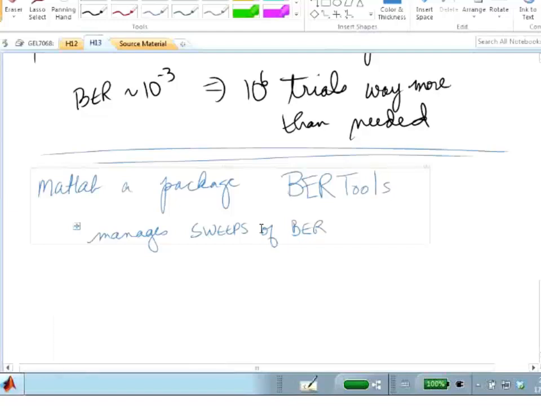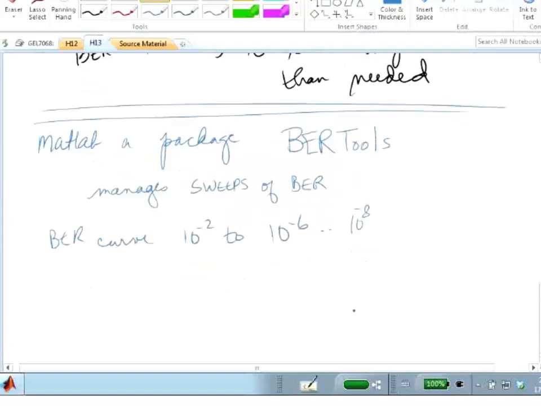And there'll be some regions where your BER curve could typically span from 10 to the minus 2 to 10 to the minus 6. This would be a typical span for a bit error rate. Or maybe you want to have a good computer and you want to go 10 to the minus 8 or something. But anyway, you're going through many decades of bit error rate. And you don't know in the beginning where you are or how many it's going to take.